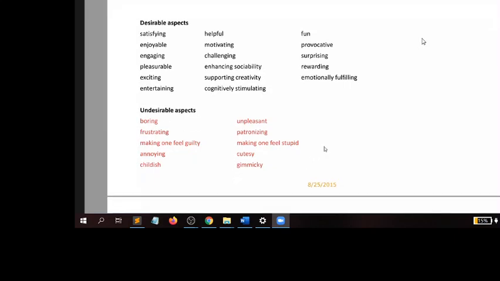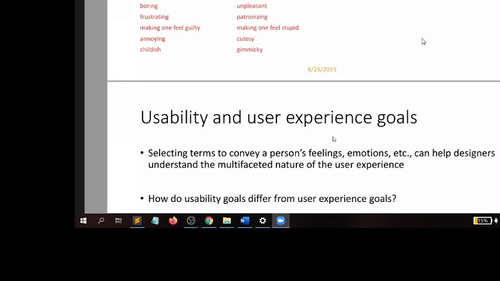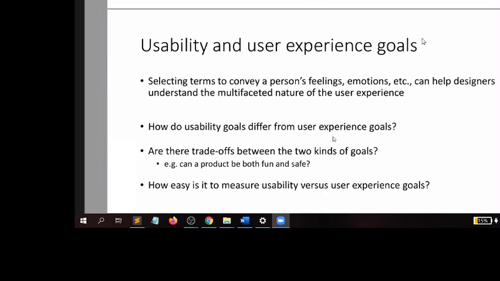Those are what we call undesirable aspects of a system. Ask yourself whether they are there. Now, usability and user experience goals, therefore, you can also do this, selecting terms to convey what a person is feeling, emotions. This can help designers understand the multifaceted nature of user experience. So when you are conducting user research, you will get to know the feelings of the people, among other things, so that when you design a system, you input them.